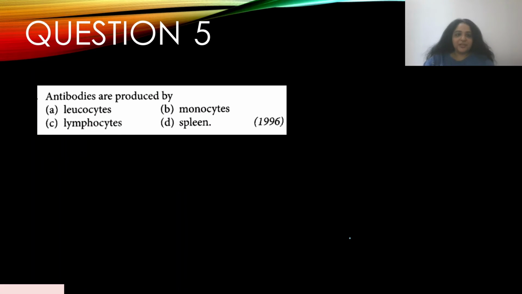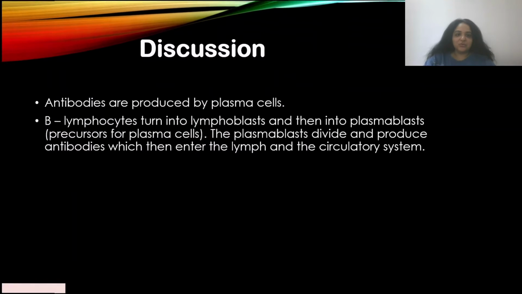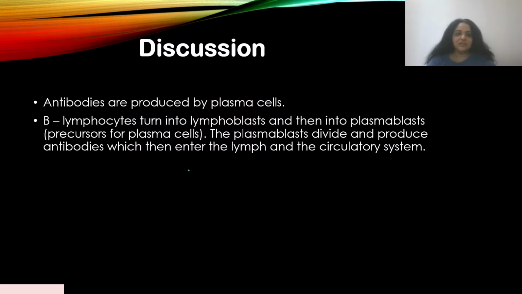Question number 5. Antibodies are produced by, this appeared in 1996, A. Leukocytes, B. Monocytes, C. Lymphocytes, D. Spleen. Antibodies are produced by lymphocytes. The answer is C. So antibodies are produced by plasma cells. Now how are these plasma cells formed? B lymphocytes turn into lymphoblasts and then into plasmablasts, which are precursors for plasma cells. Plasmablasts get converted to plasma cells, and then antibodies are formed from these plasma cells. They then enter the lymph and the circulatory system.